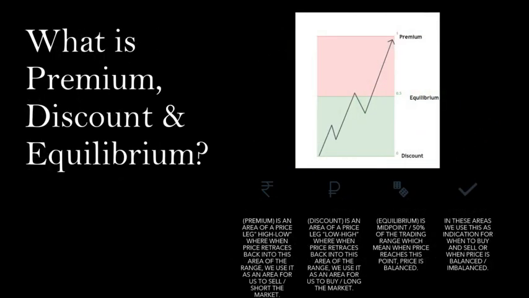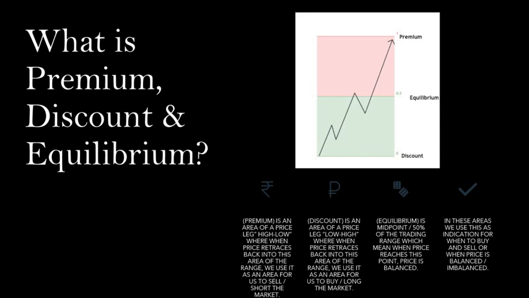What is premium, discount, and equilibrium? Let's go over this one by one. Premium is an area of a price leg, high to low. That means price creates a high to a low. That would be the price leg, that would be the range. Okay, so it ranges from high to low or low to high.